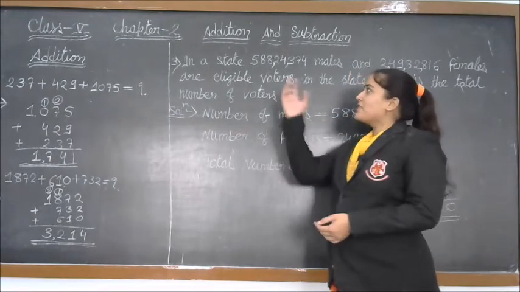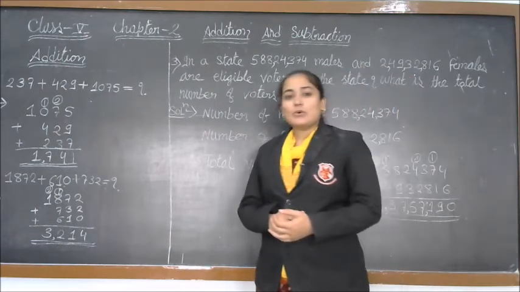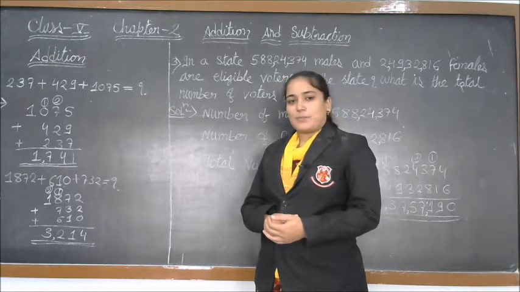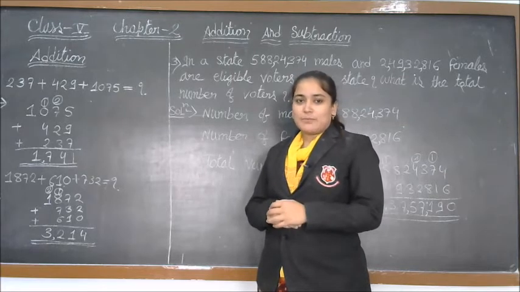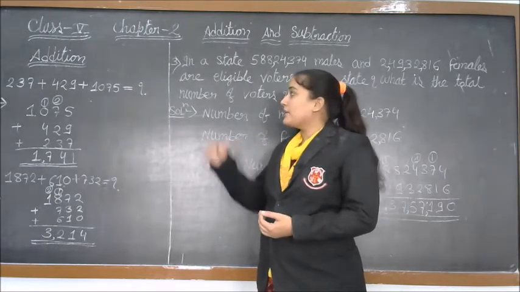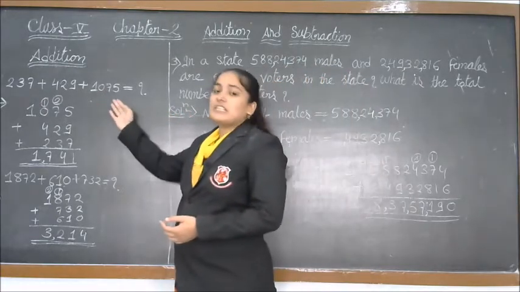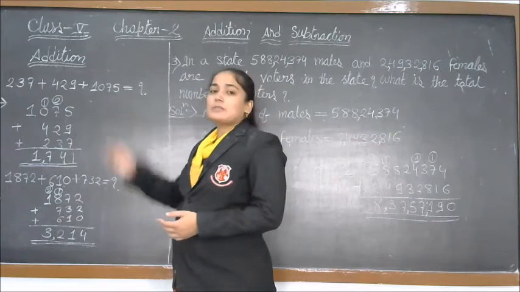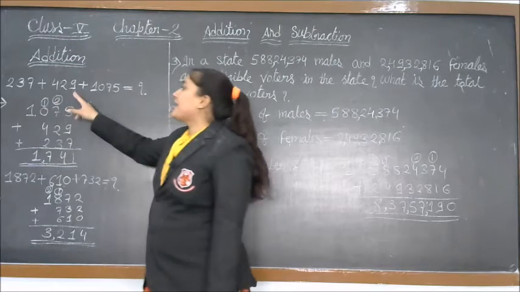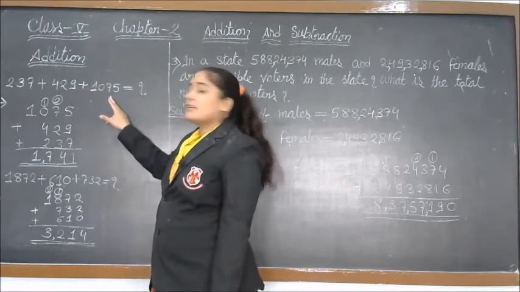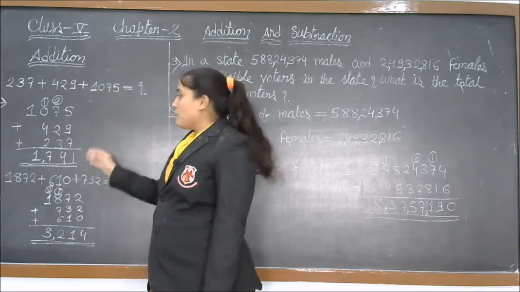Today we have to start chapter number 2, addition and subtraction. In previous classes, you learned about addition and subtraction of 2-digit numbers, meaning smaller numbers. But in this class, we will study 3-digit numbers, and there are 3 terms we have to add. Like first 237, second 429 and third 1075. We have to add these 3 in one method.